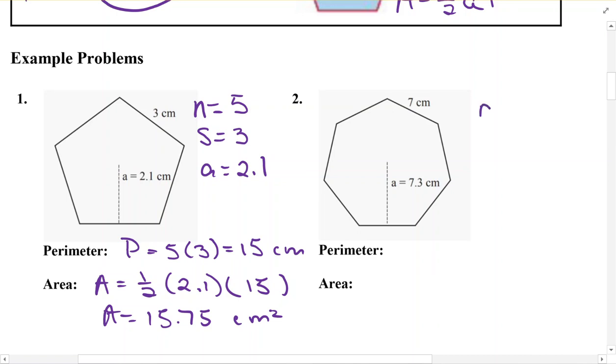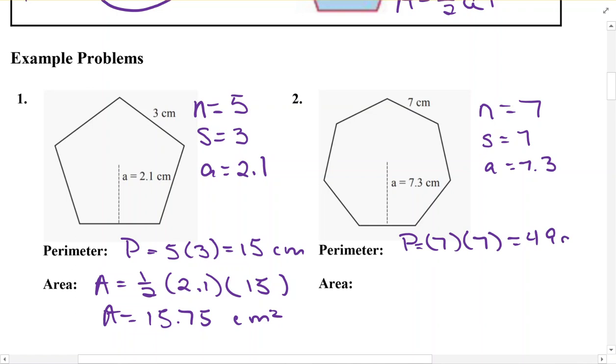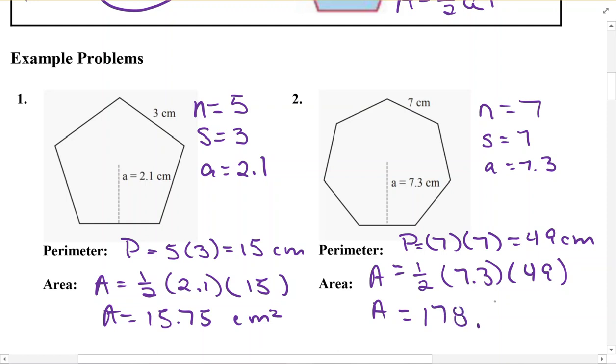In the second problem, we have the number of sides is 1, 2, 3, 4, 5, 6, 7. And the length of the side is 7. The apothem is 7.3. The perimeter would be 7 times 7, which is 49 centimeters. The area would be 1/2 times the apothem, which is 7.3, times the perimeter, which is 49. So the area would be 178.85 centimeters squared.